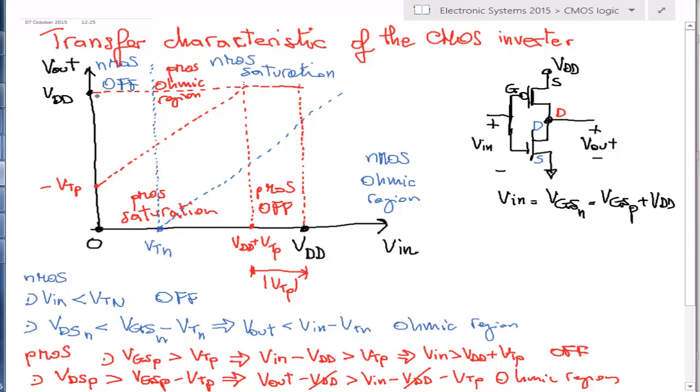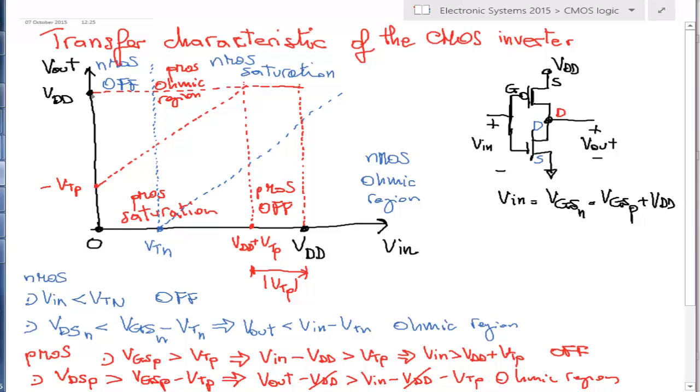So let's start from the situation when V in is equal to 0. Then of course we are in this situation, and therefore the Nmos is off and the Pmos is on. It can be in ohmic region or in saturation, but of course it is on. And this means that V out is equal to VDD, because current cannot flow, so there's no voltage drop between the drain and the source of the Pmos, and therefore V out is equal to VDD.